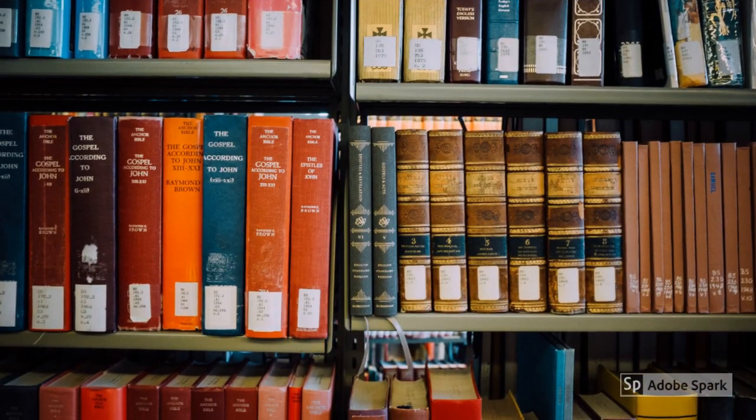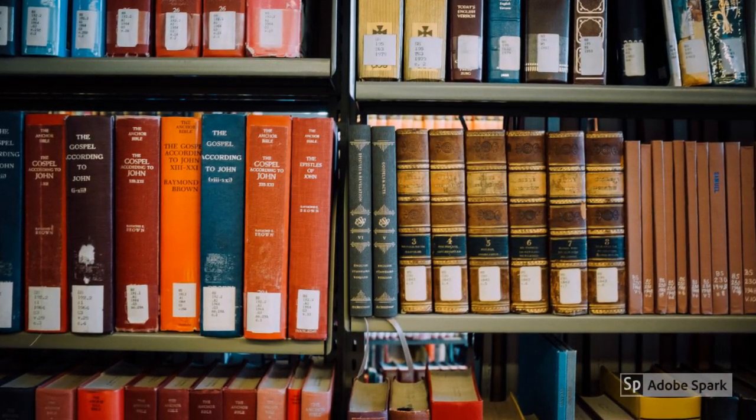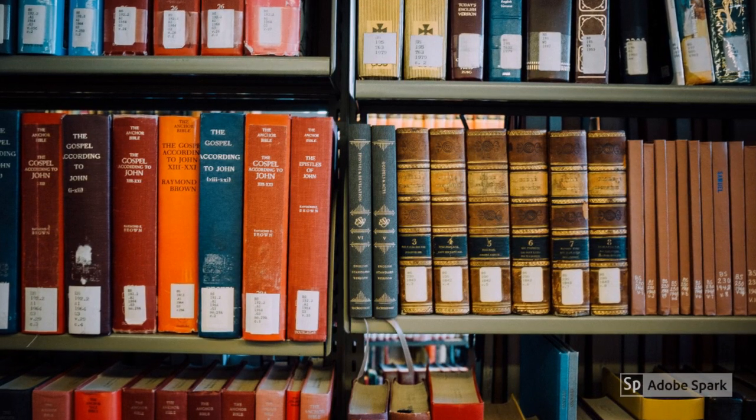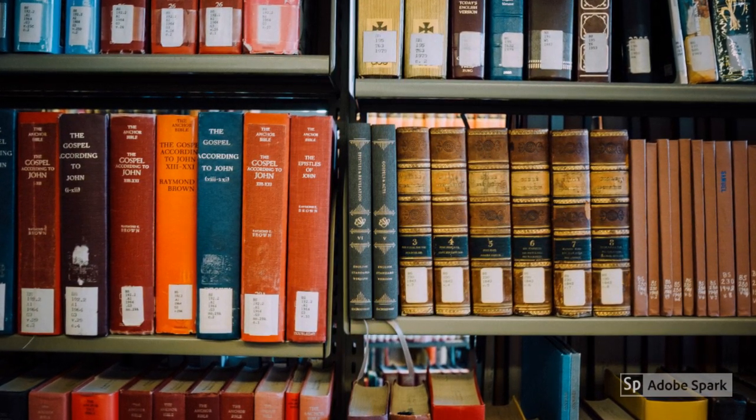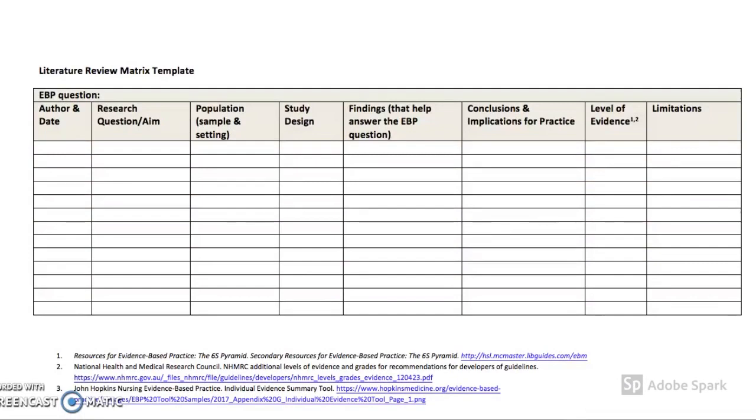Once you have completed your literature searching and have some articles to review, the literature matrix can be used to summarise the key points of each article. Use the template matrix that we have provided to get you started. You can find this on Blackboard.